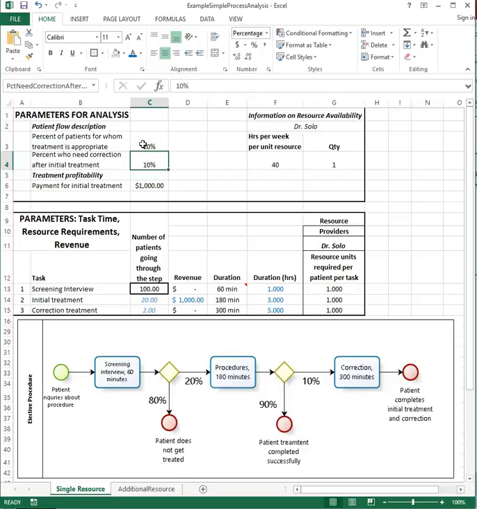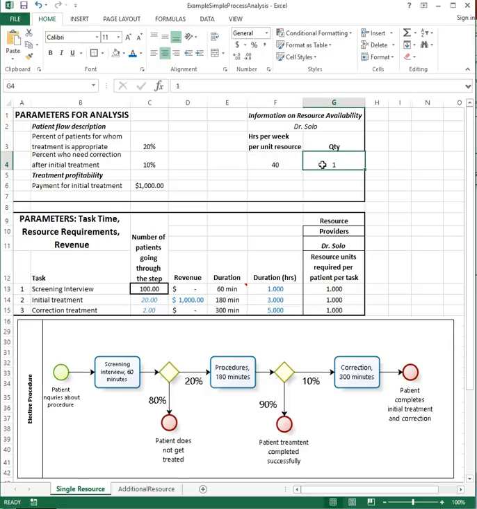So we have the percent of patients for whom treatment is appropriate, the percent who need correction, the payment for the initial treatment, and I have here information on resource availability. I have a resource, and how many hours of that resource I have per week available. I decided to analyze this problem based on the week. I have a single doctor, and if I had 2 doctors, I would put 2 here.